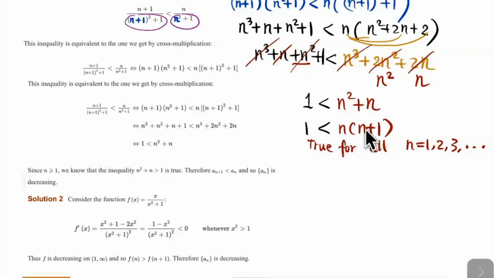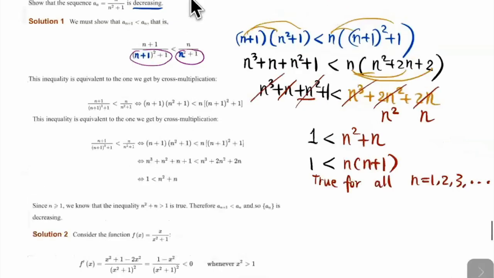So if this is true, we can go backward. Then this is true, this is true, this is true, and therefore this is true. And then we just proved that the sequence is decreasing. A lot of times to prove things, we go backward. If I want this, I need this, I need this, I need this. If I have this, I can go back. So the idea of proof is like this, the thinking.